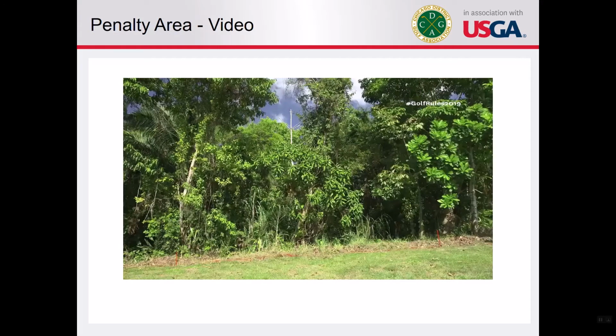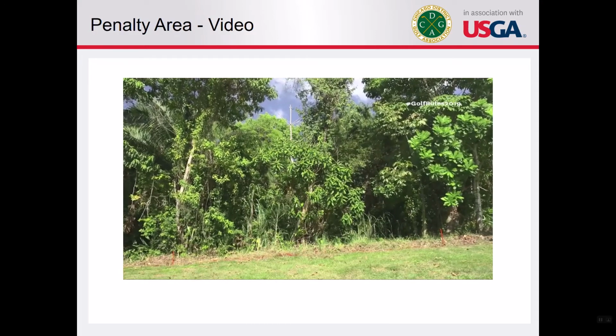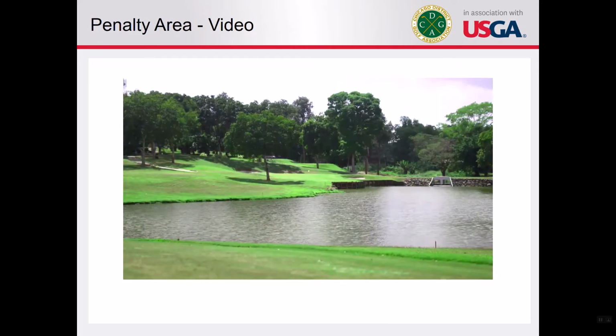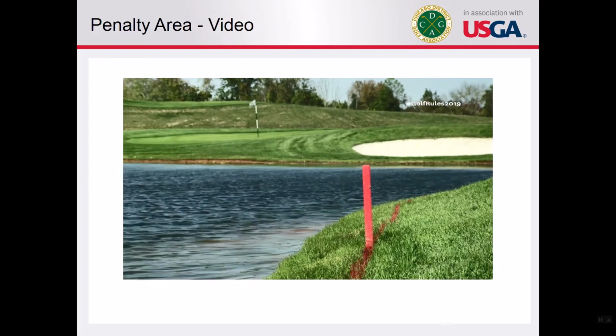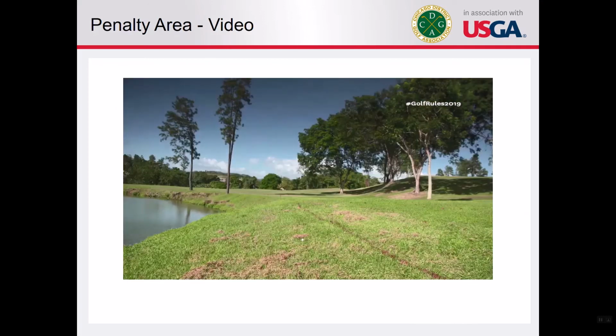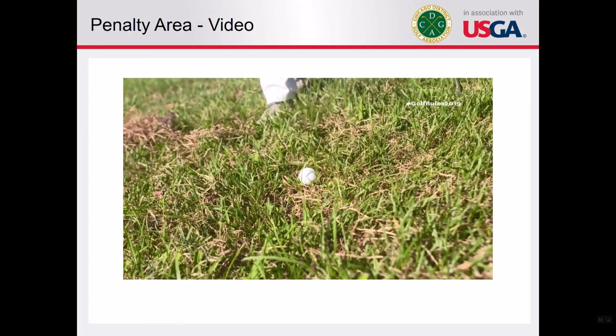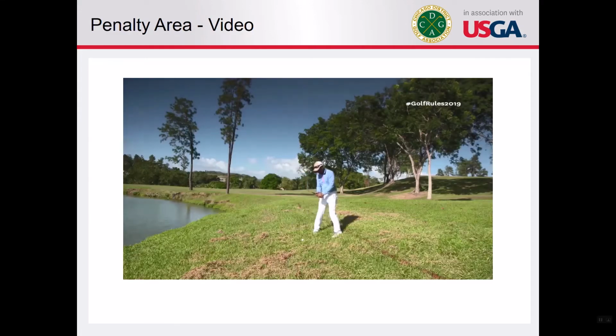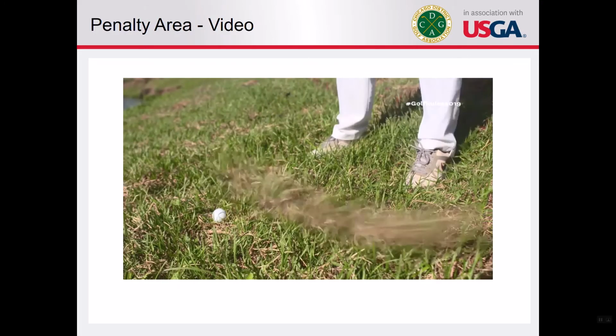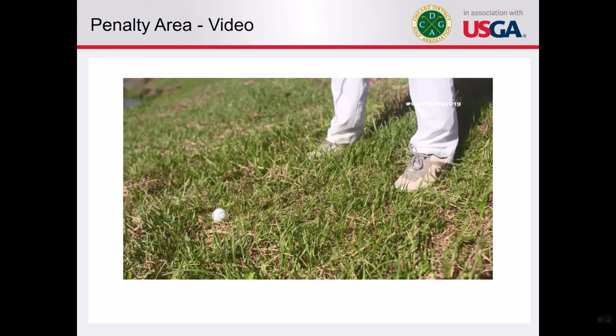Here we have a video talking about penalty areas. The 2019 rules introduce the term penalty area, which includes areas previously known as water hazards. If you find your ball in a penalty area and want to play it from there, the same rules apply as when playing a ball from the fairway or the rough. So before making a stroke, you are allowed to move loose impediments, make practice swings that touch the ground or any water inside the penalty area, and ground your club near your ball.